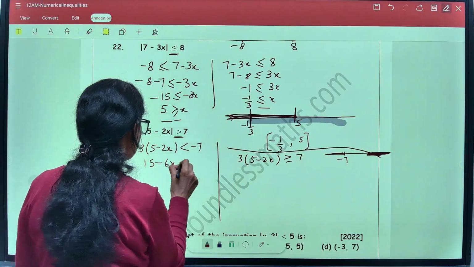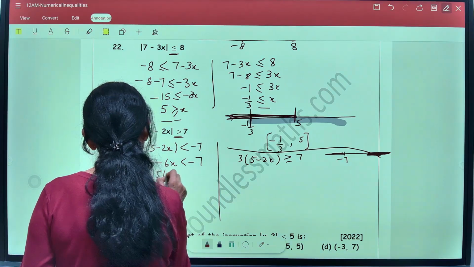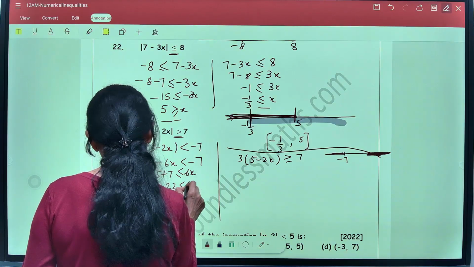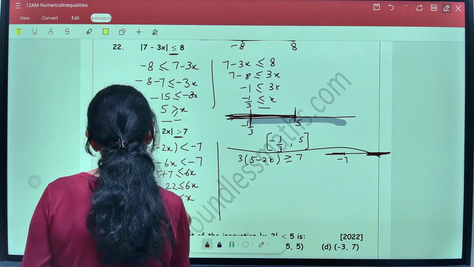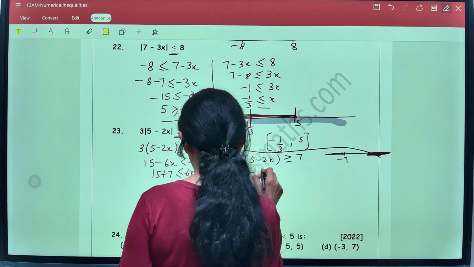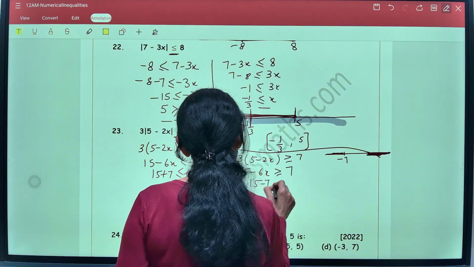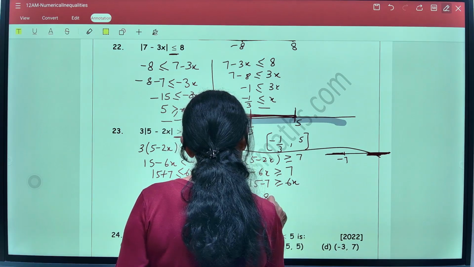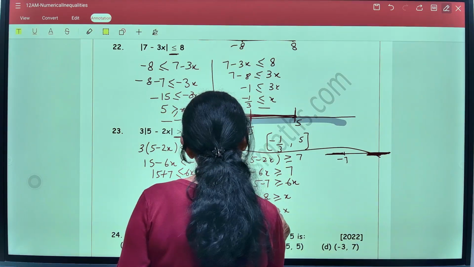15 minus 6x less than minus 7. That means 15 plus 7 is less than equal to 6x. 22 is less than equal to 6x. And x will be greater than equal to 11 by 3. Let's solve the other side also. It is 15 minus 6x greater than equal to 7. 15 minus 7 greater than equal to 6x. 15 minus 7 is 8. 8 by 6. That means x is less than equal to 4 by 3.